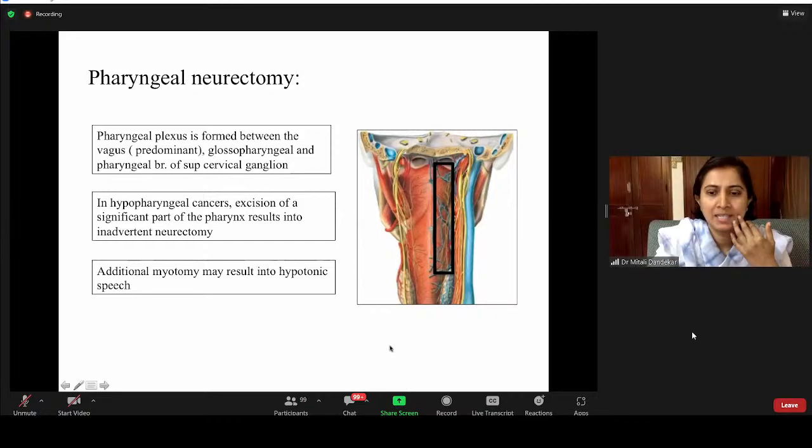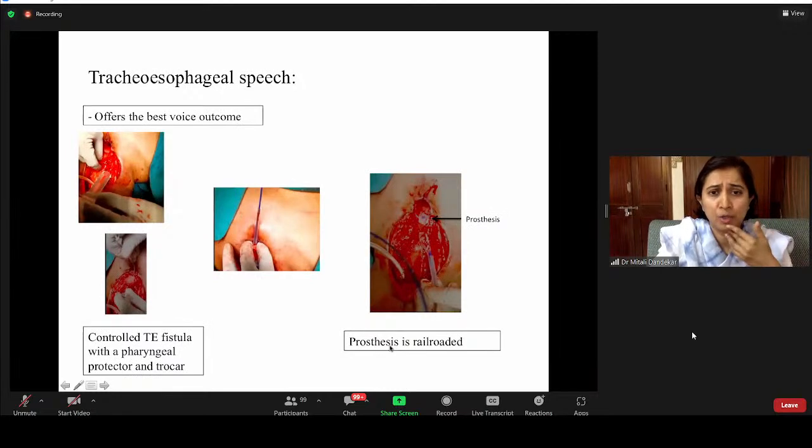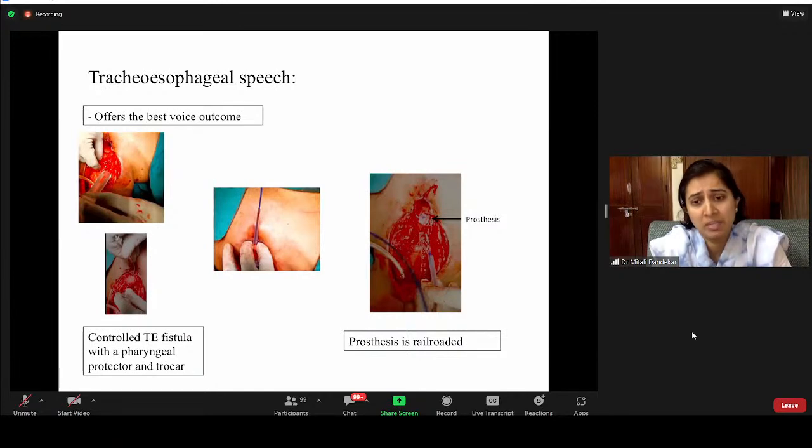So let's then move on to the next step of tracheoesophageal speech. As of today, it offers the best voice outcome and must be offered to all patients unless contraindicated. I apologize for the overexposed photographs, but I guess I can make the points clear from my talk that one needs to achieve a controlled tracheoesophageal fistula with a pharyngeal protector, which is shown in the first picture, which is inserted into the remnant pharynx.